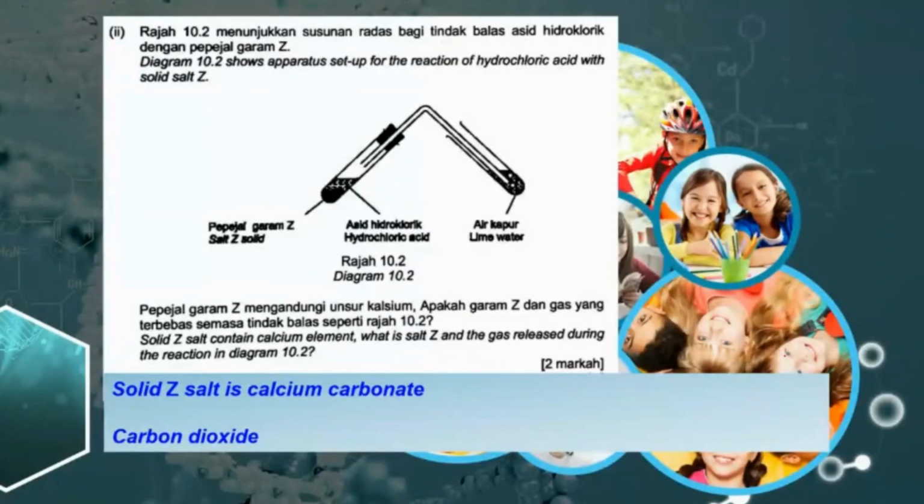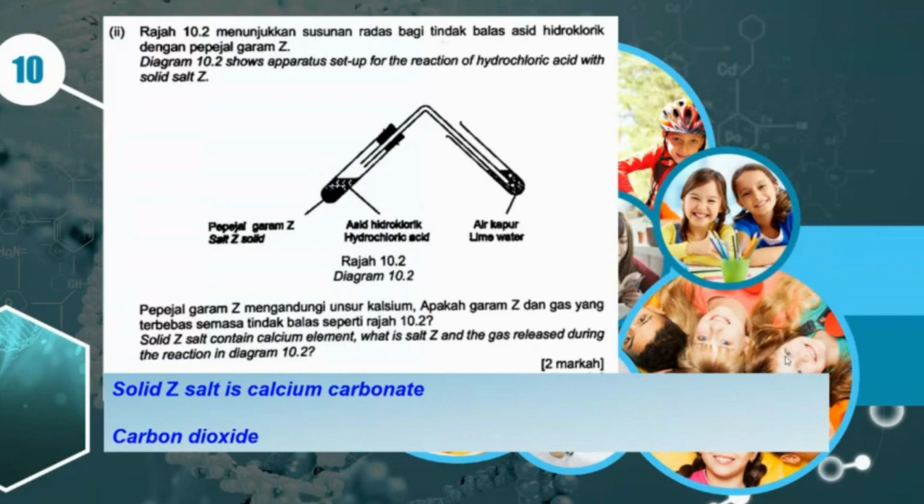Okay, next question. A diagram shows the apparatus for the reaction between hydrochloric acid with the solid of salt Z. So salt Z, you can see it turns the lime water cloudy. So what is this gas? It is carbon dioxide, right? So if here we have calcium, it means this one is calcium carbonate. So the gas released will be carbon dioxide gas. So 2 marks.